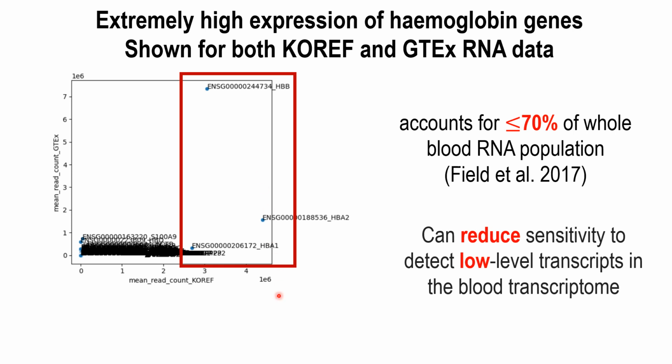You can see that the scale is in millions, so million read counts have been shown for these genes. And it has been known before, as Field et al. say, that globin can account for up to 70% of the whole blood RNA population. This can introduce bias and reduce sensitivity to detect low-level transcripts in the blood transcriptome, which is very problematic when we want to do DEG, for example.